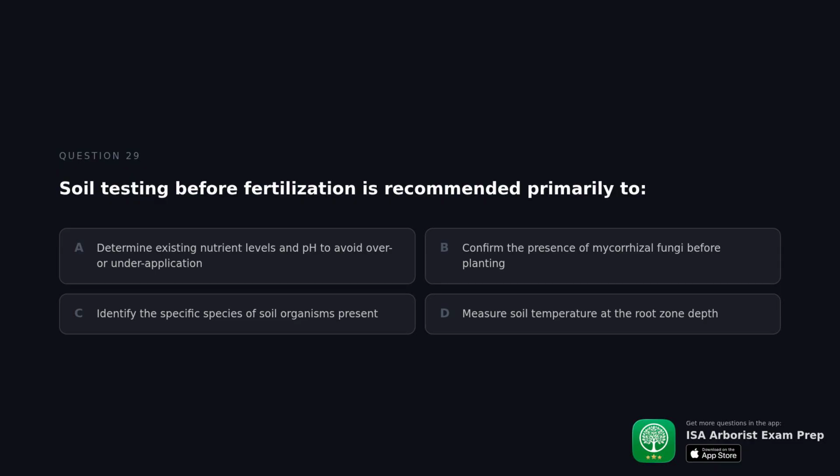Soil testing before fertilization is recommended primarily to A. Determine existing nutrient levels and pH to avoid over or under application. B. Confirm the presence of mycorrhizal fungi before planting. C. Identify the specific species of soil organisms present. D. Measure soil temperature at the root zone depth.